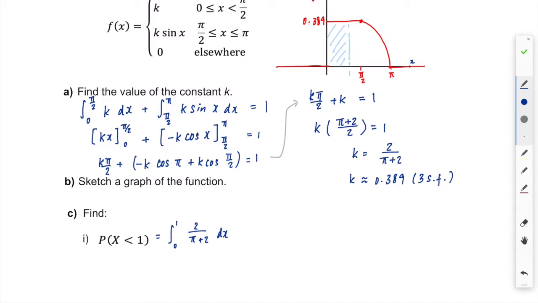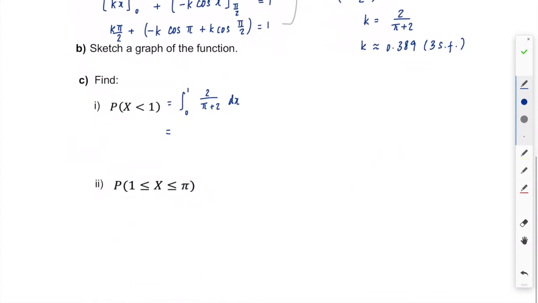Okay, so this is going to work out to 2 over pi plus 2 being a constant times x from 0 to 1, which is just 2 over pi plus 2. Okay. If I take out a calculator, p of x less than 1 is approximately 0.389, or you use that number that you have calculated in part A.